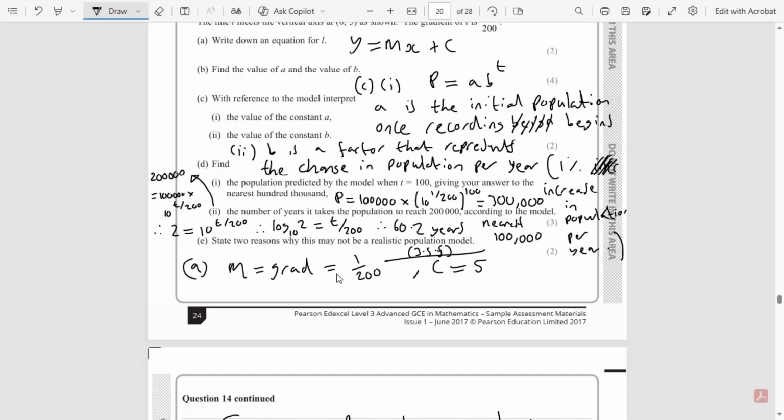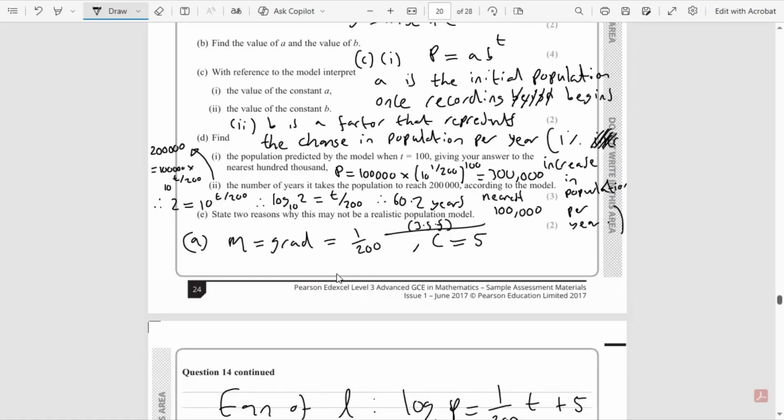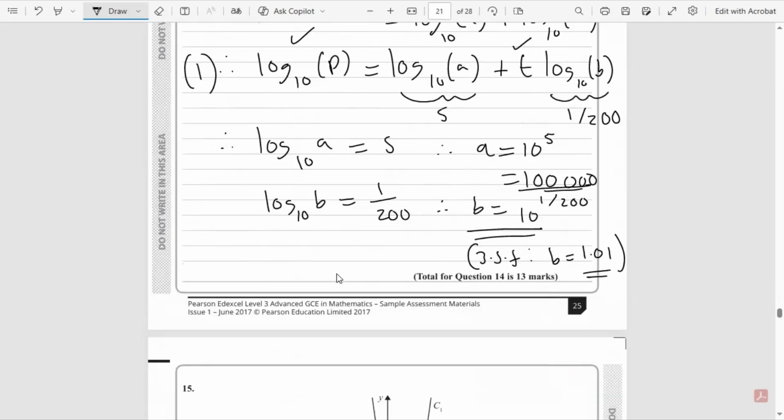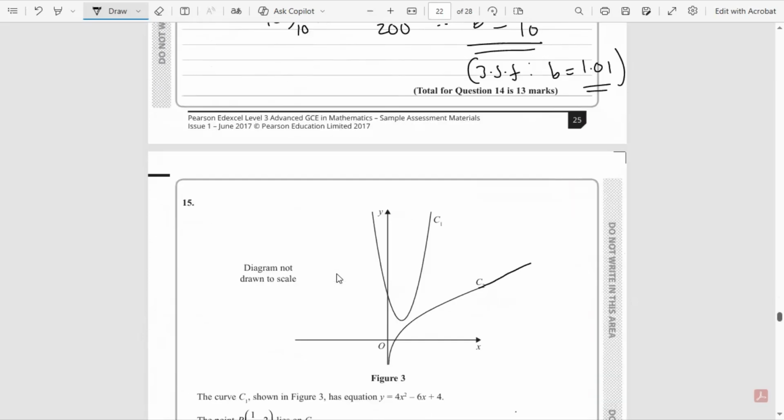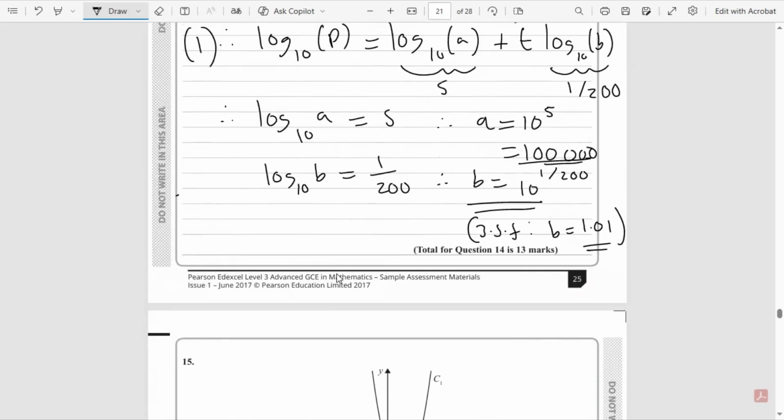Well, let's think about what's happening with this population model. This is an exponential model and the population is always increasing. And it's always increasing about 1% per year. So I think firstly, what I would say is that it's unlikely that the population is going to increase by a constant factor of 1% per year. So I will write that down as my first reason. Let's try and fit this in down here if we can, part E.